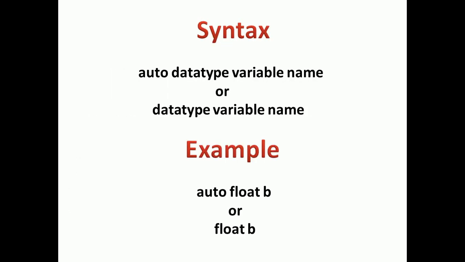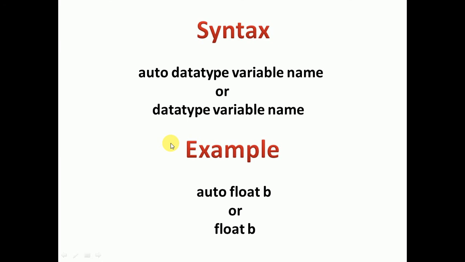Now what is the syntax? The syntax of making an automatic variable is that you write the keyword auto, which is the reserved word, then the data type like int, float, long, char, whatever, and then the variable name. Whatever variable name you choose, it should never be a keyword. And the next way is that you simply write the data type and the variable name. There is no need to write the auto keyword.